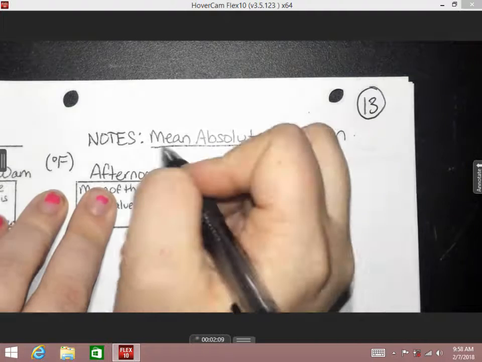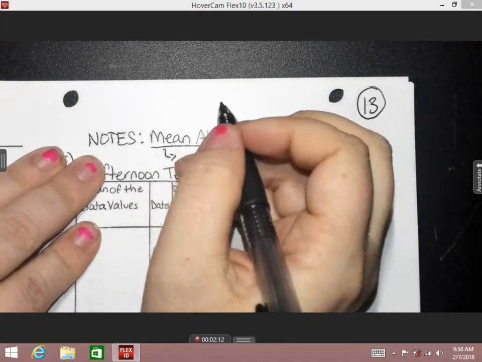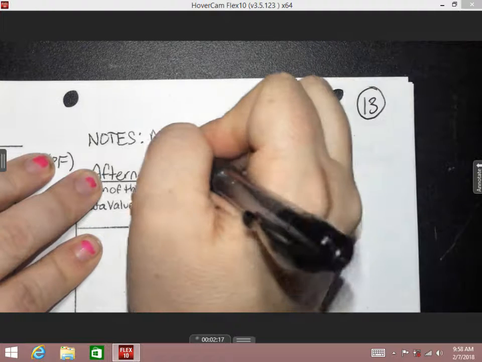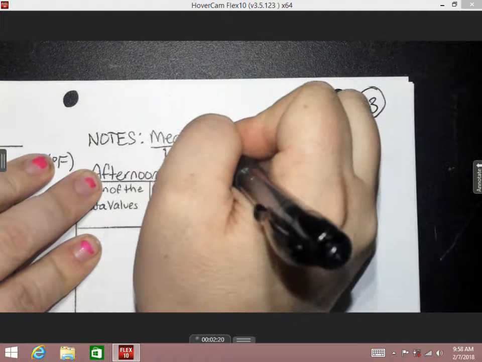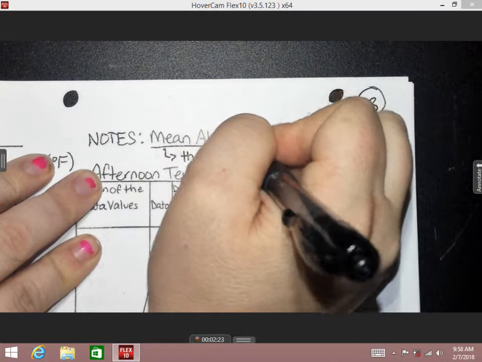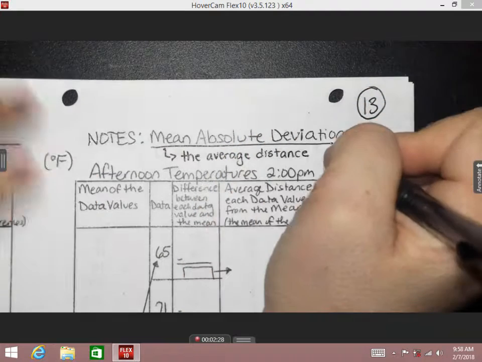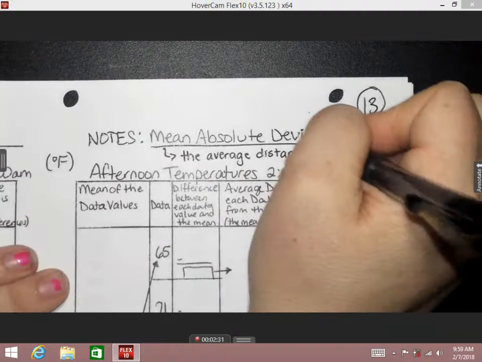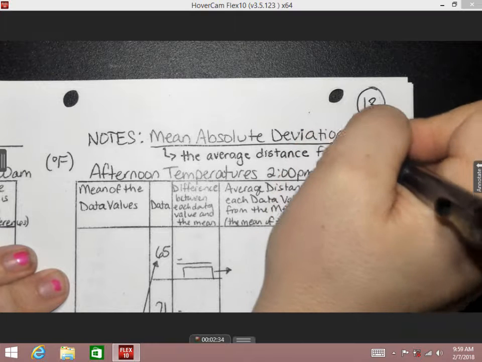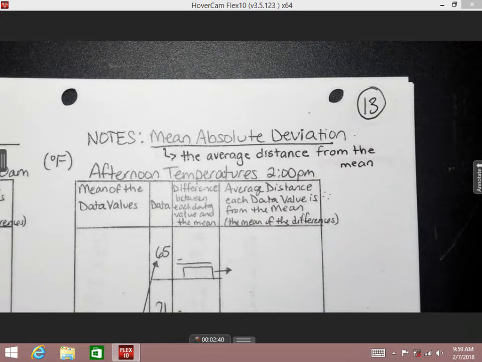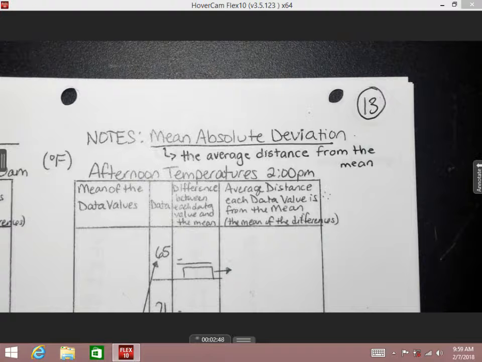Mean absolute deviation. All that saying, we're going to simplify it. Same definition, just a few less words. Mean absolute deviation is the average distance from the mean. The average distance from the mean. That's what it's saying. That's the exact same keywords. I just took out the extra. The average distance from the mean.